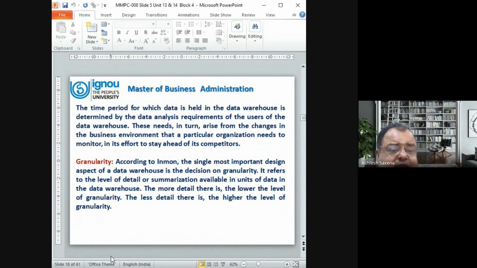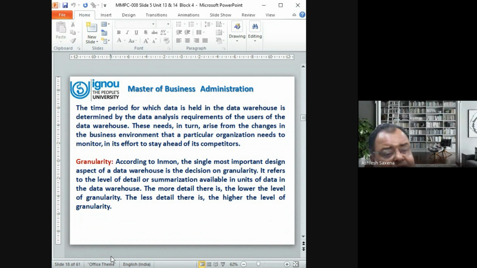These needs, in turn, arise from the changes in the business environment that a particular organization needs to monitor in its effort to stay ahead of the competitors. Some companies use the data for 10 years, some for 3 years, some for 5 years. That basically depends upon the criteria fixed by the company.